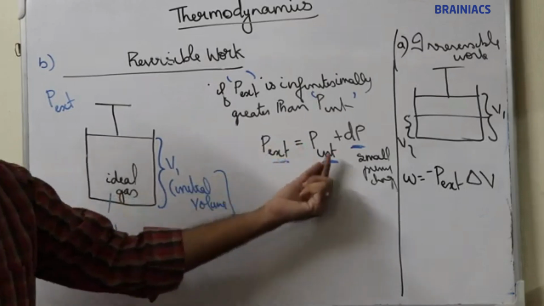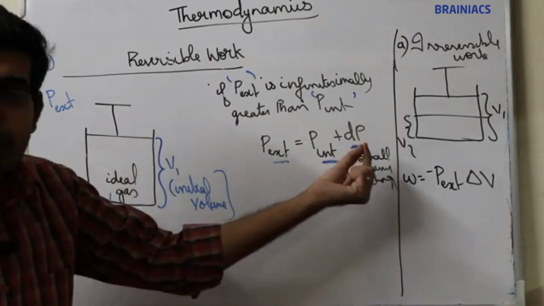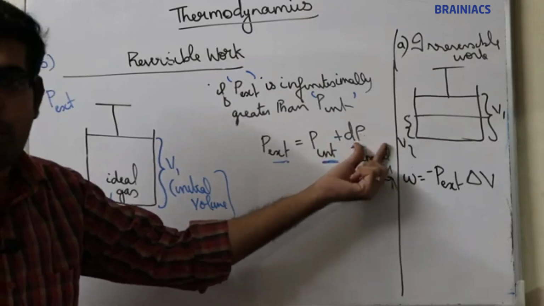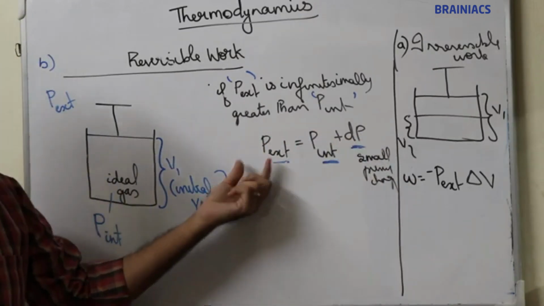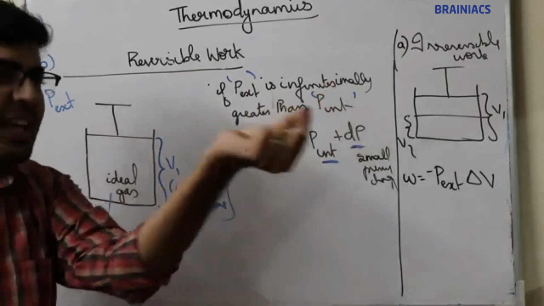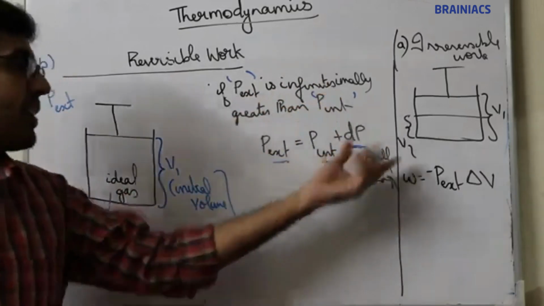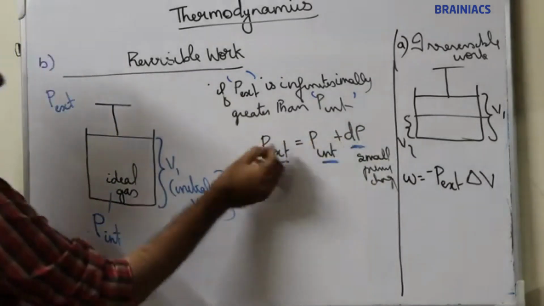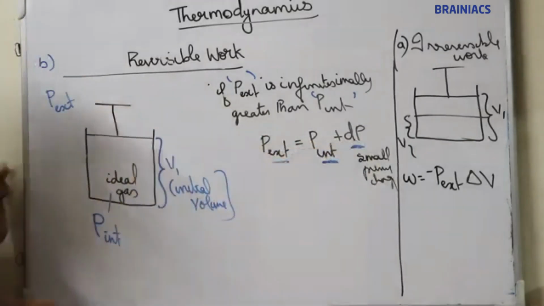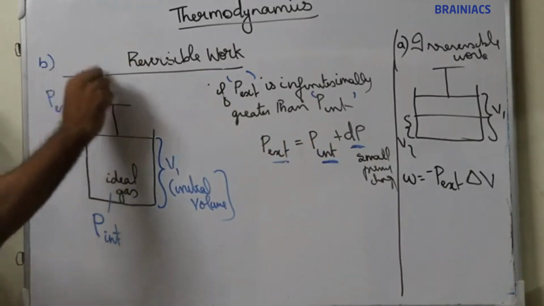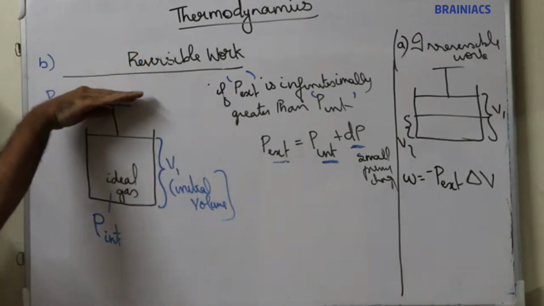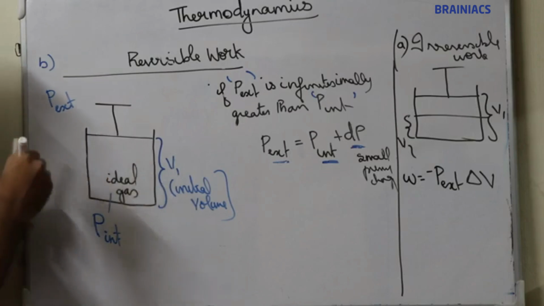External pressure is equal to internal pressure plus dP. When you add internal pressure plus dP, a small amount of pressure, you will get external pressure, because external pressure is infinitesimally greater than internal. Now, since external pressure is a little bit greater than internal pressure, the piston will move downwards.